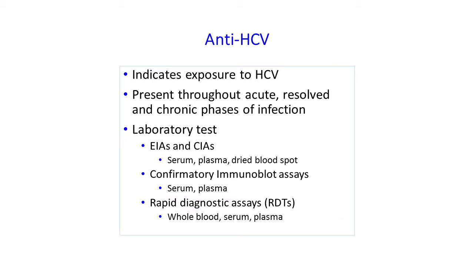Enzyme immunoassays, EIAs, and chemiluminescent immunoassays, CIAs, are commercially available for the detection of IgG. These assays use recombinant antigens derived from both core and non-structural regions of the HCV genome. Serum, plasma, or eluted dried blood spots may be used in the EIA and CIAs.